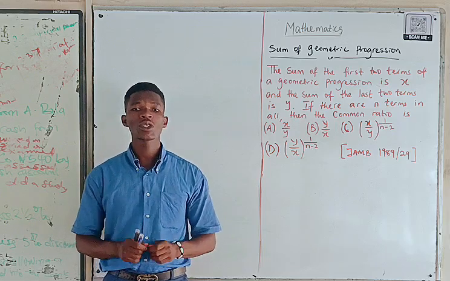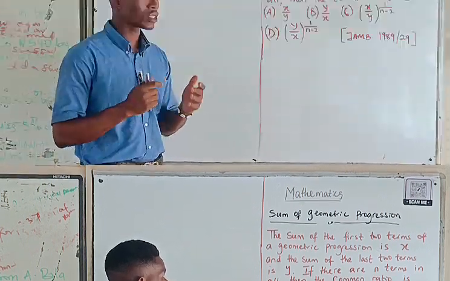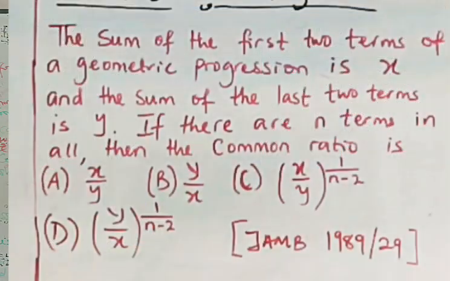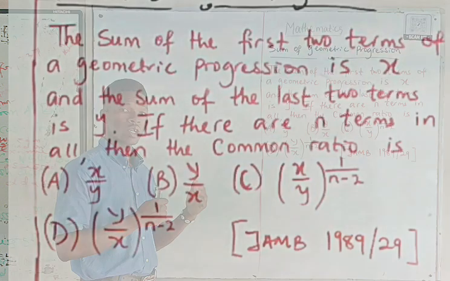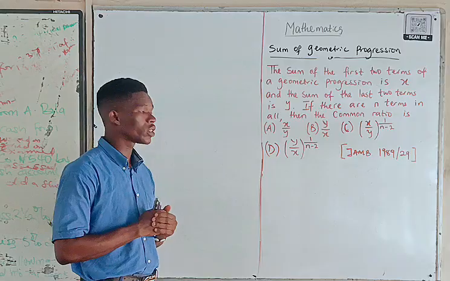In today's video, I'll be solving a question on sum of geometric progression. And I'll read the question thus. The sum of the first two terms of a geometric progression is x, and the sum of the last two terms is y. If there are n terms in all, then the common ratio is... so, to calculate the common ratio with the information given, right?